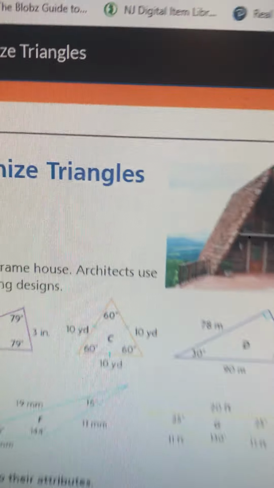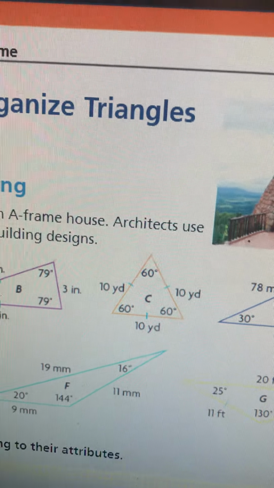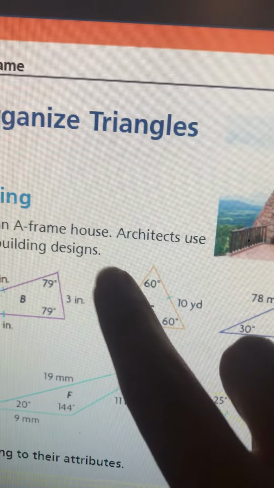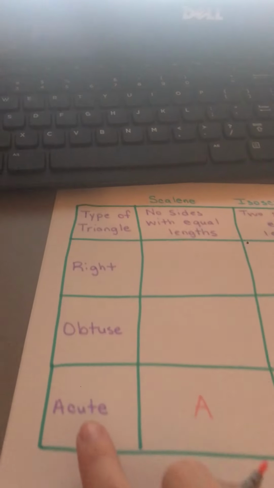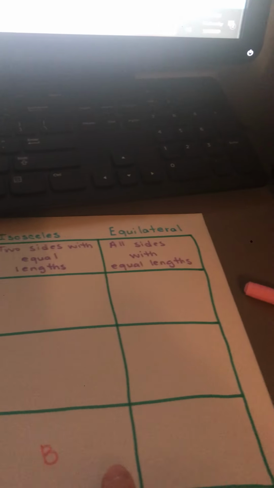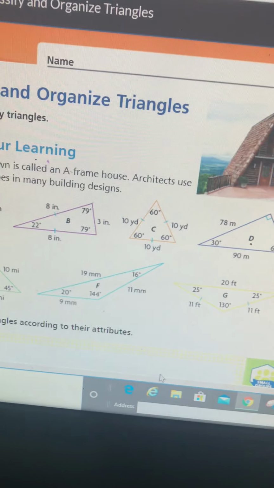Okay, now triangle C. Less than 90, less than 90, less than 90. You're still acute. And then look, all the sides are the same. So it's an acute equilateral. They're all equal. So I'm going to go to acute, and I'm going to look for equilateral, and that is triangle C. So we're classifying it by its two names. Its first name and its last name, just like us.